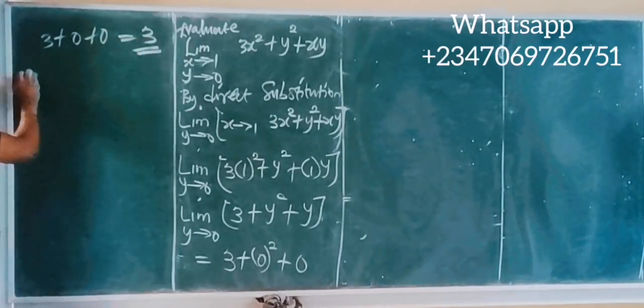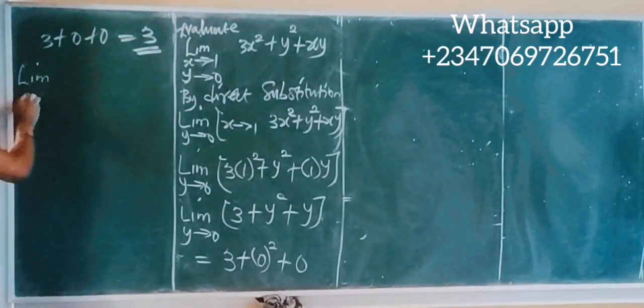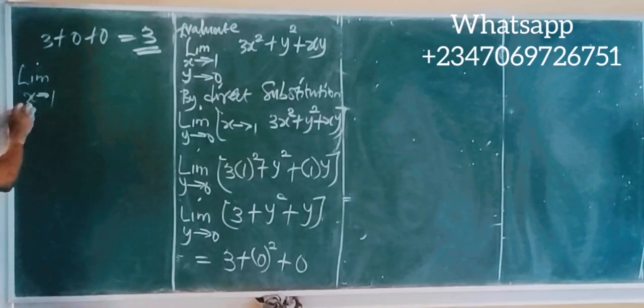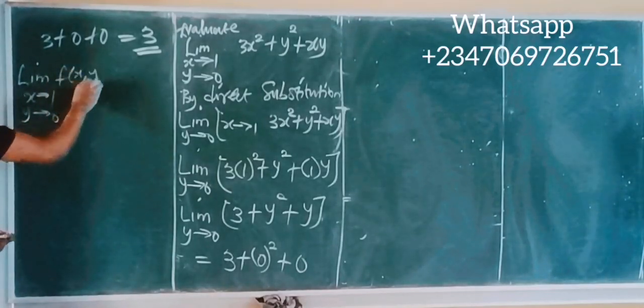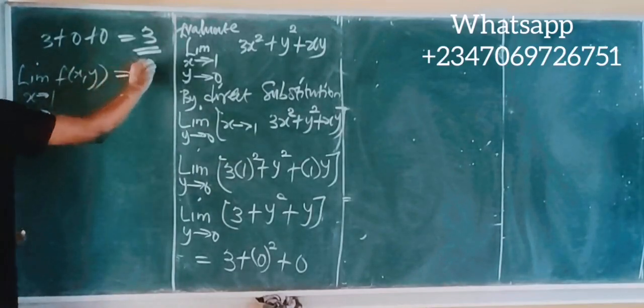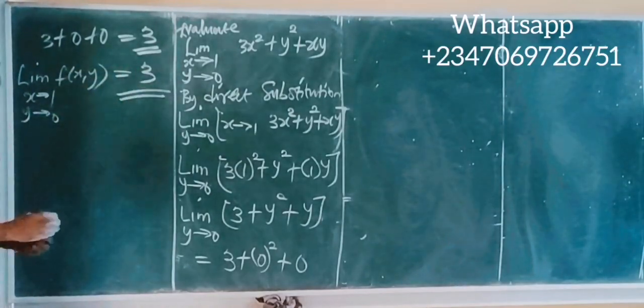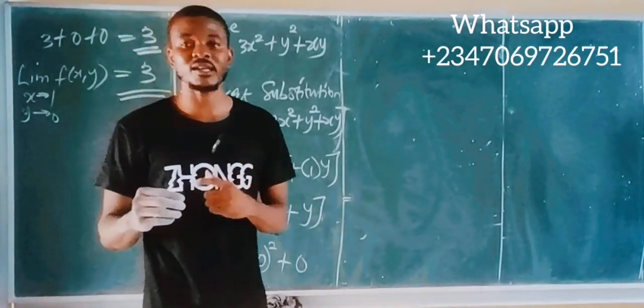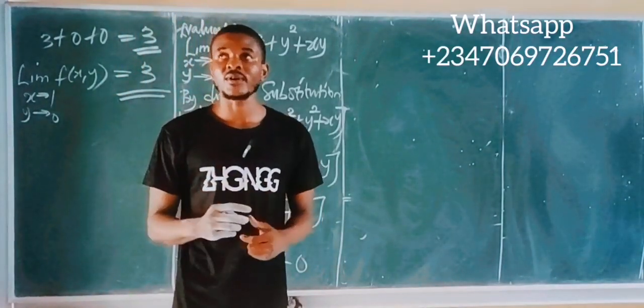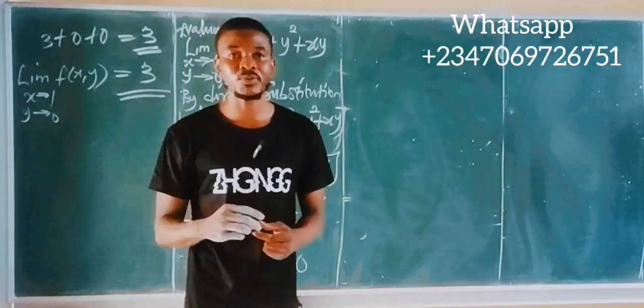So the limit as x tends to 1, y tends to 0 of the given function f(x,y) is simply equal to 3. And this limit actually exists, so it is not indeterminate. It actually exists at those points. All right, guys, so that becomes the answer to that problem.